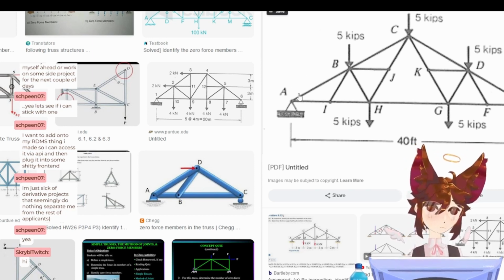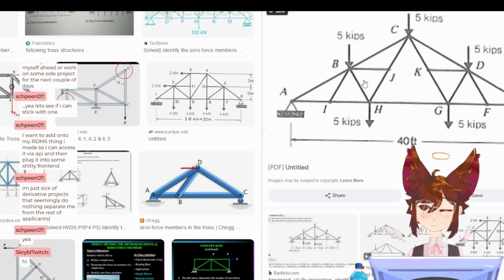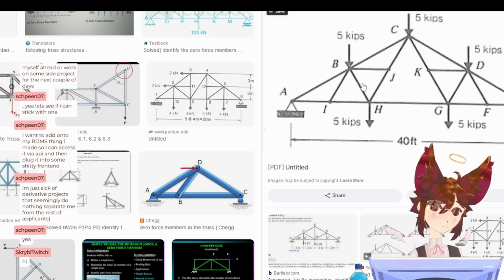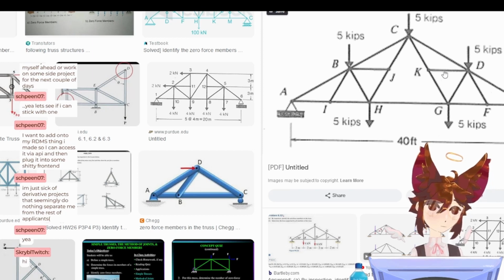Okay, so this one, no. This one, yes. So this one, yes. This one, yes. Which means that you'd think it's this one, but it's not that one. And then it's symmetric, so this one and this one.